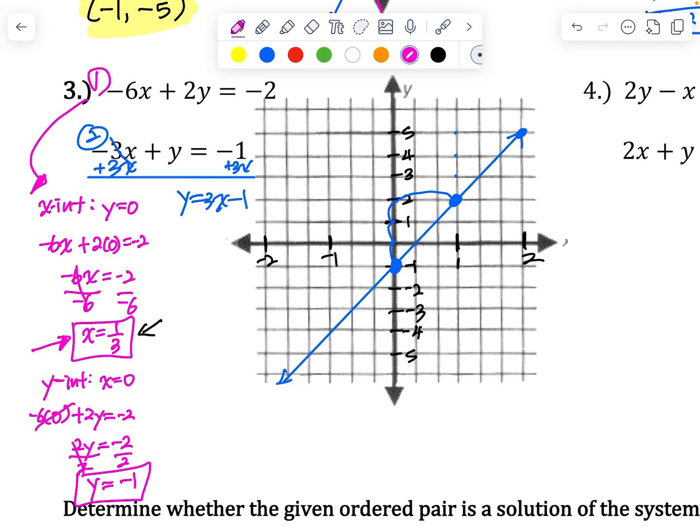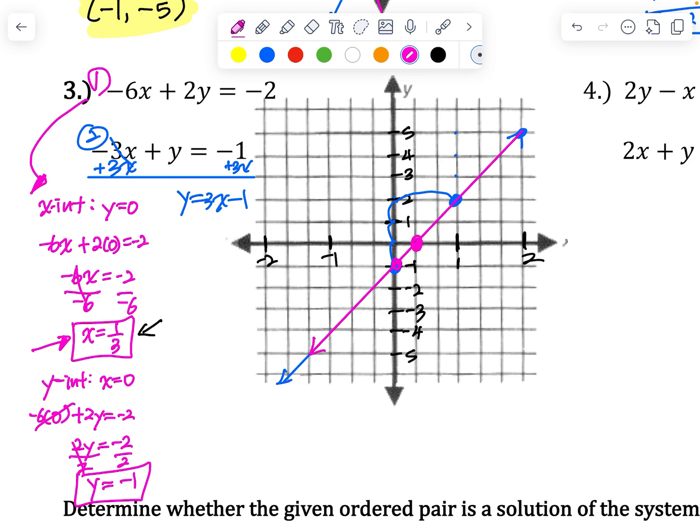For my first equation, my x-intercept is 1/3, so that's 1/3 right there. And then my y-intercept is negative 1. Oh, wait a minute. Are these the same equations? Oh, what the heck, Eddie? Are you kidding me? They are indeed the same equations.